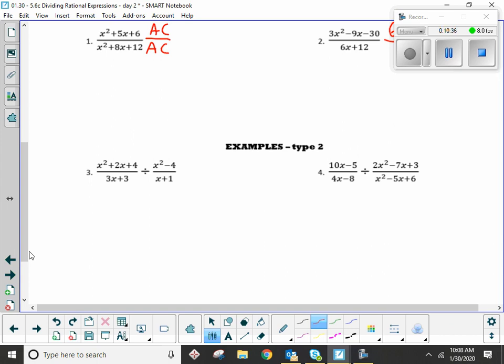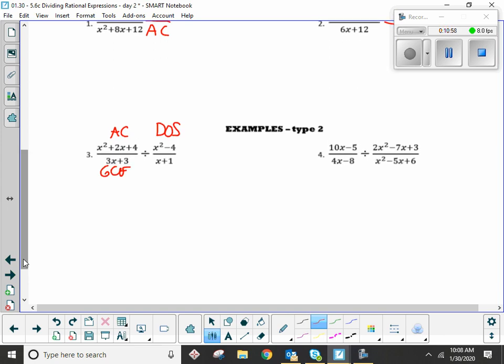So what does the numerator on this one need? AC. What does the bottom need? GCF. What's this one on the top right? X squared minus 4. Difference of squares. What about x plus 1? You just leave it. It doesn't follow any of the factoring methods. There's nothing you can take out. It doesn't match any of the other things. You just leave it alone. It's just parentheses. So there's nothing.